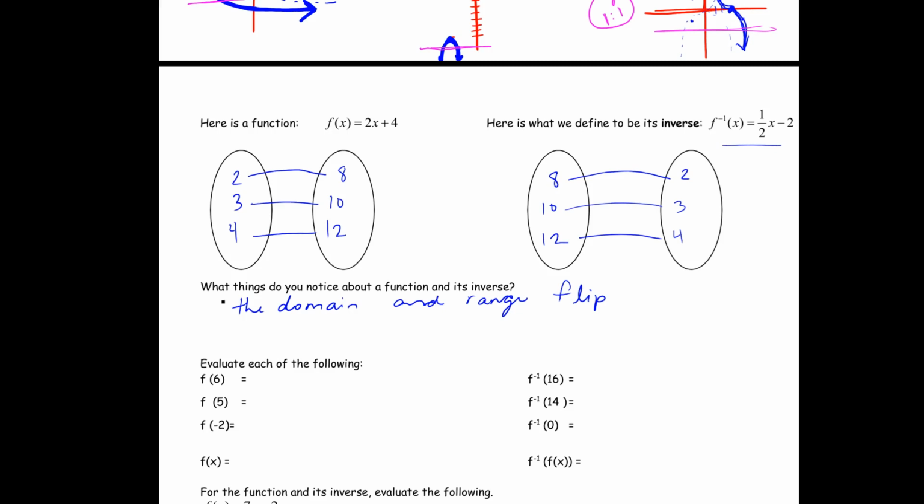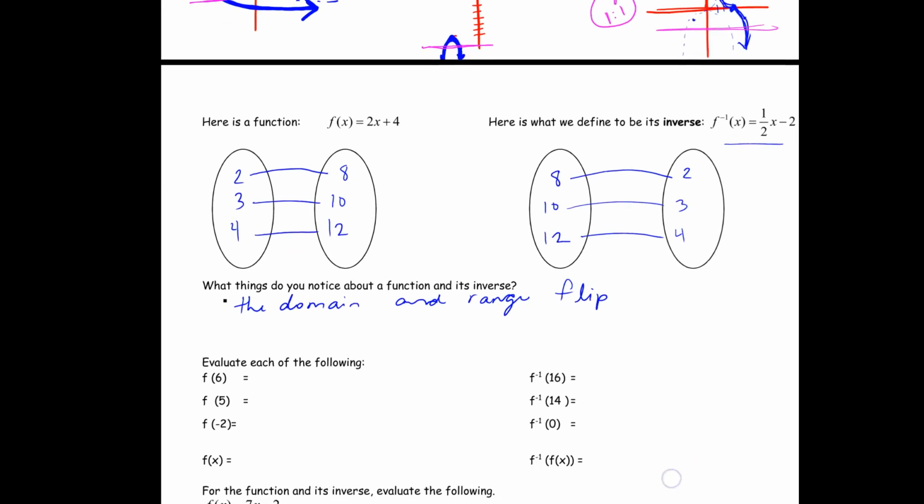Okay, with your partner, go ahead and fill out the function and its inverse for 6, 5, negative 2, 16, 4, and 0. And then we'll talk about that last step. So use the same functions at the top of the screen. Sorry, that's confusing. Use the same ones at the top of the screen, and then go ahead and plug that in.